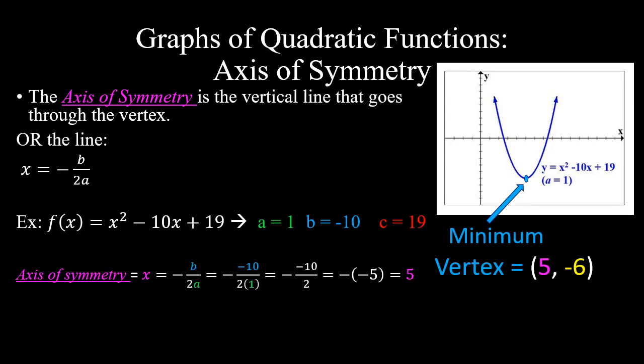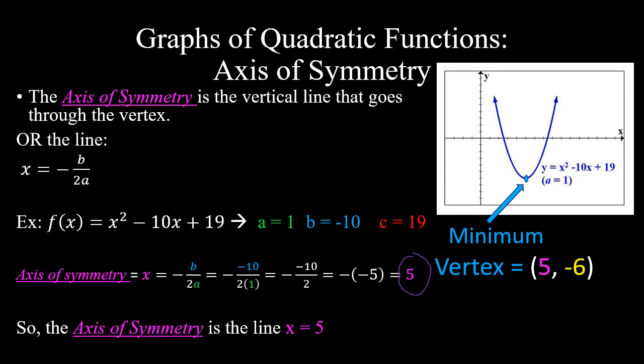Okay, if we want to find the axis of symmetry, we know it's the line x equals negative b over 2a. Again, let's plug in negative 10 for b, 1 for a, and what does that give us? No big surprise here, x equals 5, okay? We don't have to go any further. The axis of symmetry is not a point, right? Our vertex was a point, so we needed to find a y-coordinate to go with it. This is just a line. It's just the line x equals 5, okay? So the axis of symmetry is the line x equals 5.